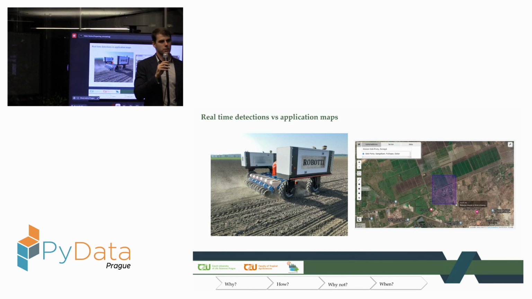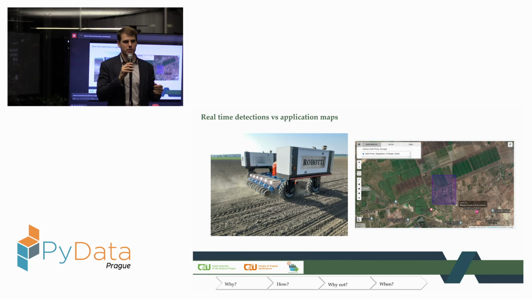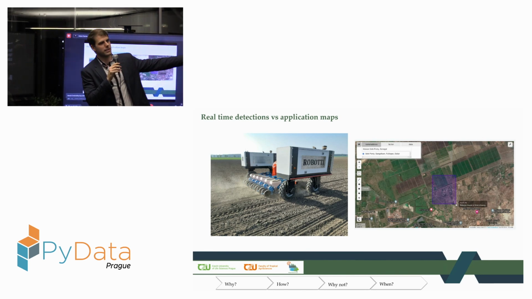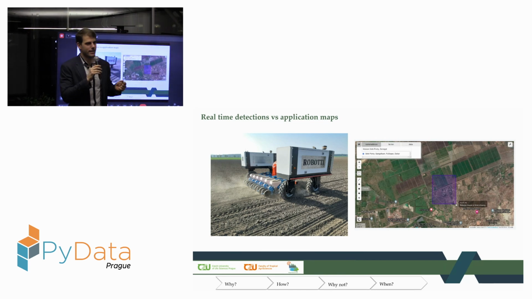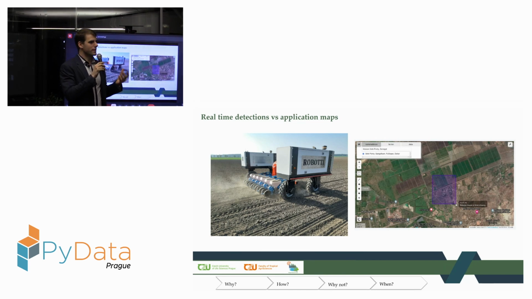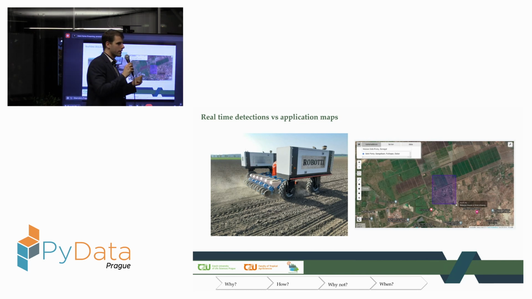It's super nice to use a drone, create an application map, and just give it to the farmer. Like, yeah, this is where the weeds are. This is where you should act. But the thing is that even though this is right now the mainstream approach, there's usually a delay. Imagine that you take the data on one day, you process it on the second day, and on the third day, you expect the farmer to act.